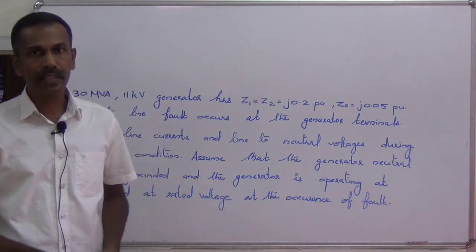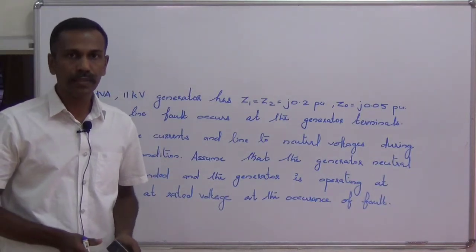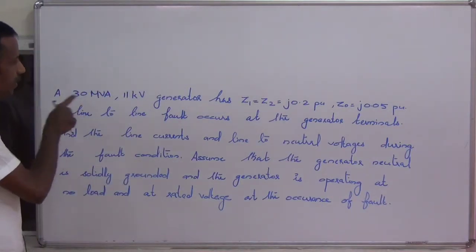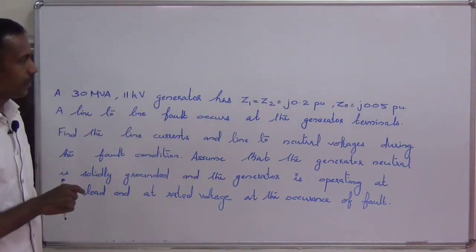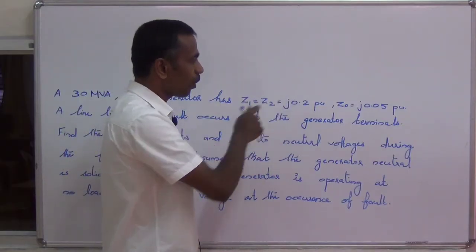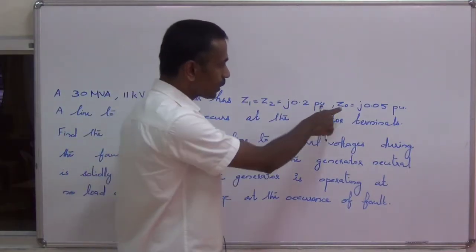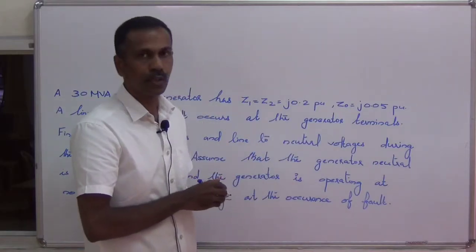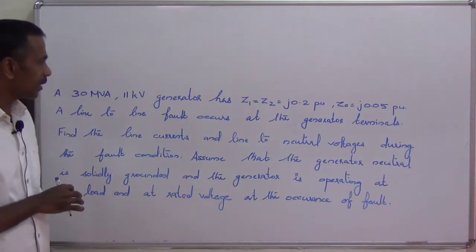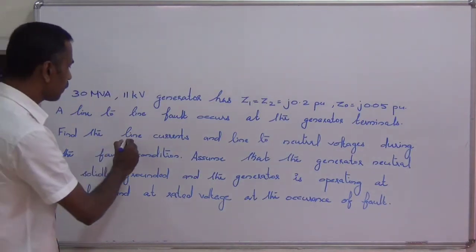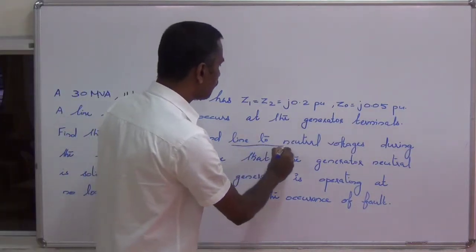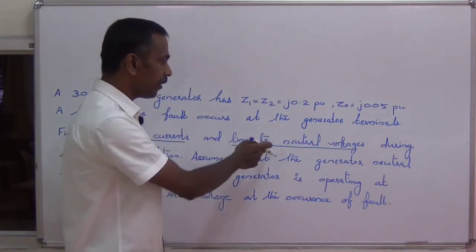Hi students, in today's class we shall solve a numerical problem on the line to line fault analysis. We have a 30 MVA 11 kV generator. Its positive sequence and the negative sequence impedance equals j0.2 per unit. Zero sequence impedance is j0.05 per unit. A line to line fault occurs at the generator terminals. We need to find out the line currents and line to neutral voltages or the phase voltages.